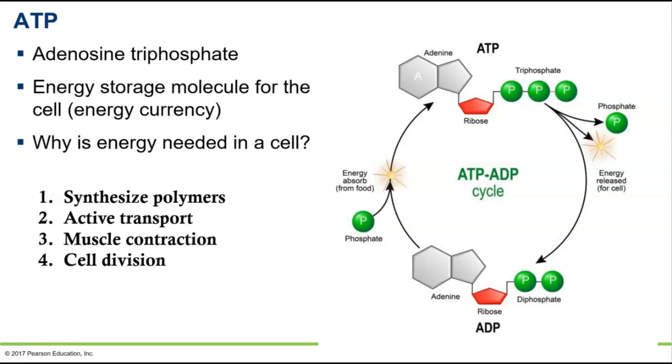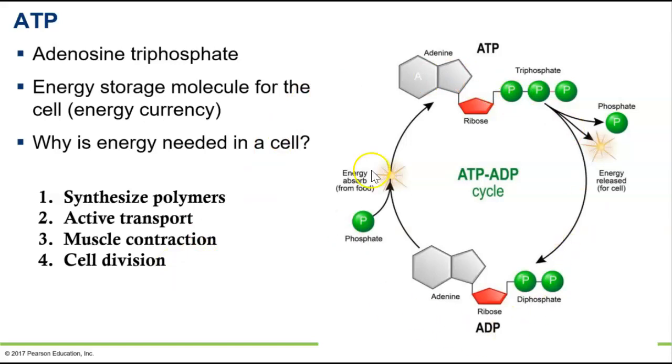And what does the cell need this ATP for? It needs it to do things like synthesize polymers, so building proteins; active transport, bringing substances into the cell, or helping substances, waste products, or proteins leave the cell; muscle contractions, you need ATP for that; and for the cell to divide, it needs this ATP energy. So those are just four reasons that the cell would need to have a supply of ATP energy.